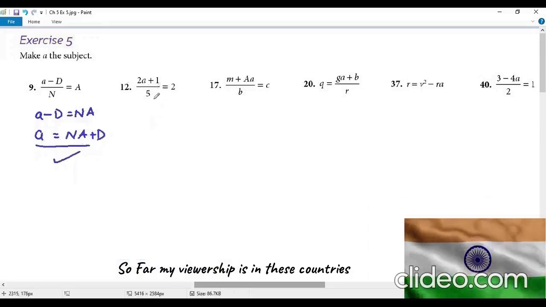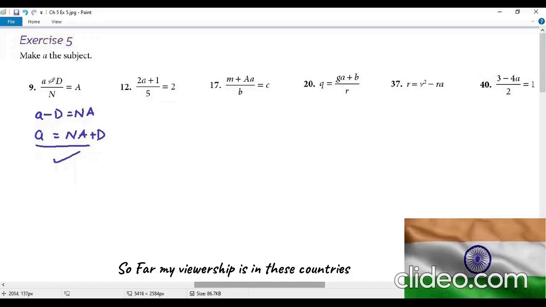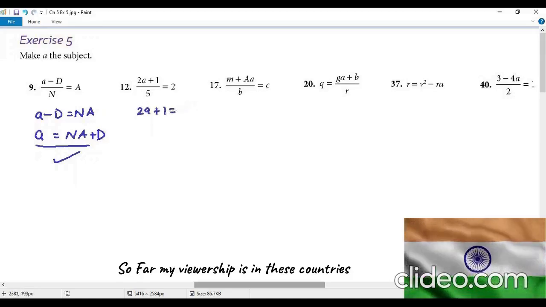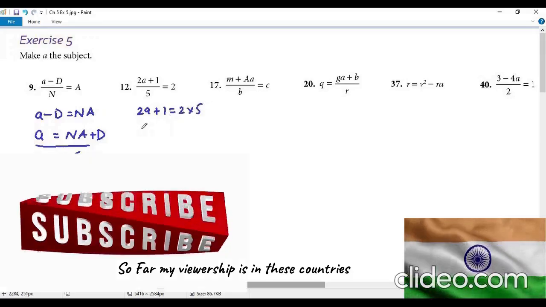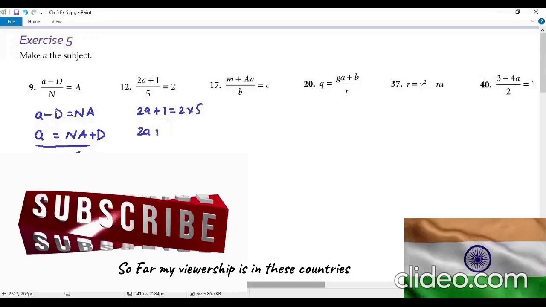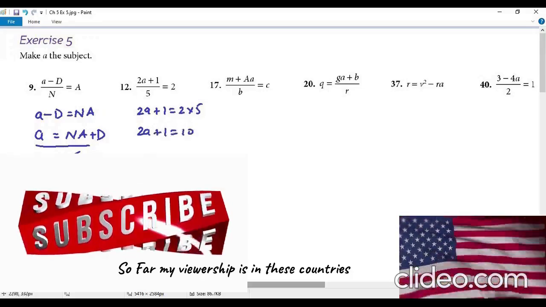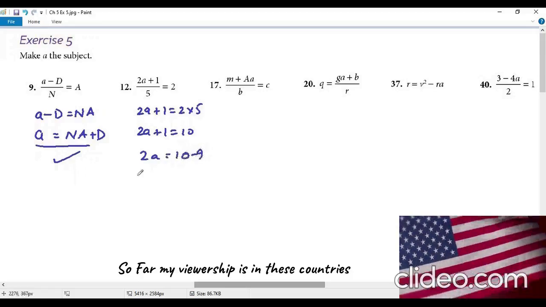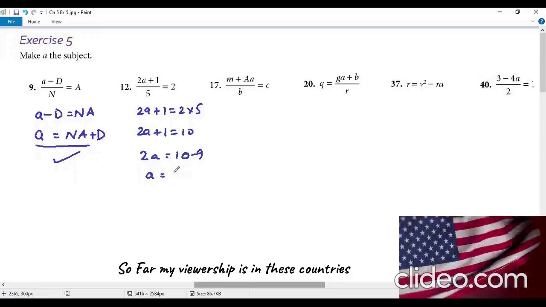Now when it comes to question number 12, from question number 1 to 9 all are the same type of question. This is why I've selected this one. From questions 11 and 12 things get different. In here 5 is dividing, so on the other side it will go and multiply. So 2a plus 1 equals 2 times 5. This is going to give you 2a plus 1 equals 10. So 2a is going to be 10 minus 9. So a is going to be 1 over 2.